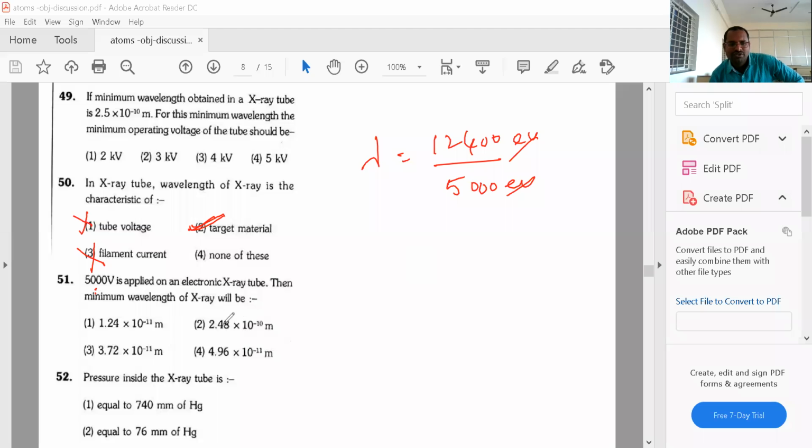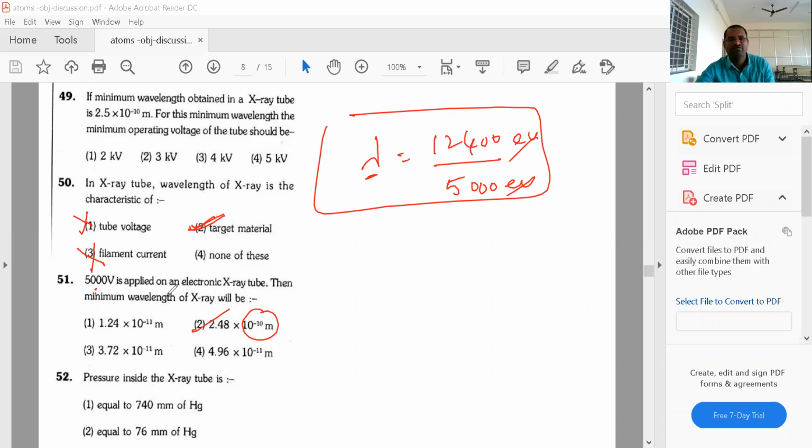You do this and you will get the answer. The option is 2.48 × 10^-10 meters. Do these calculations and you will get the answer. 10^-10 indicates angstrom.